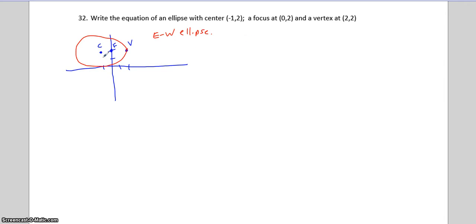Okay, so let's go ahead and just write this. We have the center as negative 1 and 2. So our standard form of the ellipse equation will be x minus h squared plus y minus k squared. That's all going to equal 1.